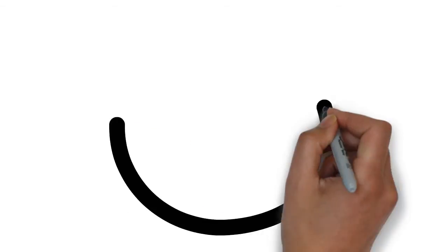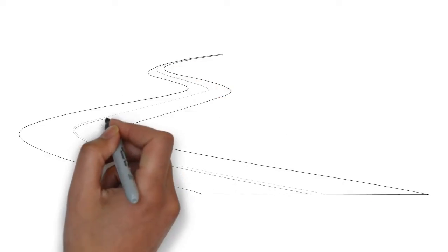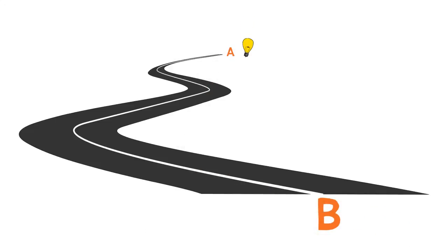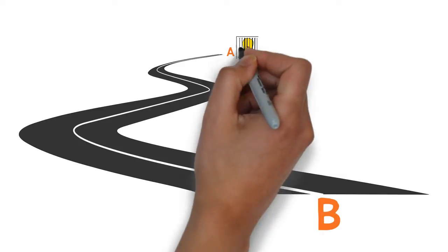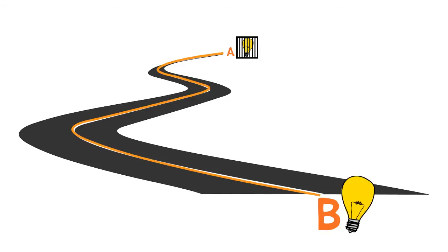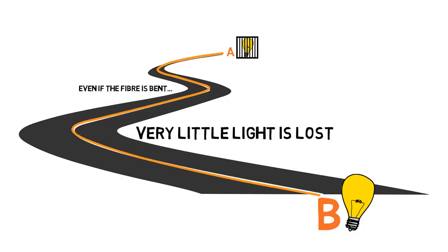But what exactly is an optical fiber made of? What properties make it unique? An optical fiber is essentially a very narrow tunnel which guides light from a starting point to its destination. It does this by trapping the optical signal within its boundaries and pushing it from a transmitting end to a receiving end. Even if the fiber is bent, very little light is lost along the way.